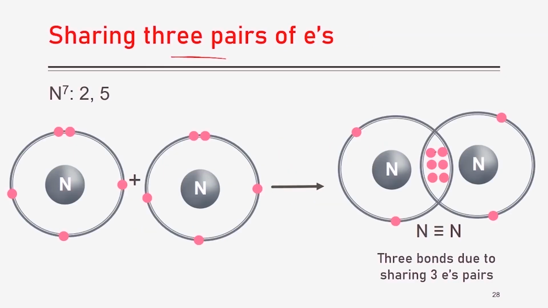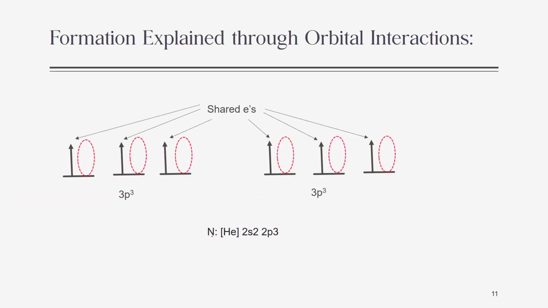Here, 2 nitrogen atoms share 3 electron pairs to form 3 covalent bonds in between. Now, if we look at the electronic configuration of nitrogen, we see that it is [He]2s2 2p3. This means the p orbital needs another 3 electrons to be completely filled. This is why 2 nitrogen atoms each share 3 electrons for them to have 6 electrons each.